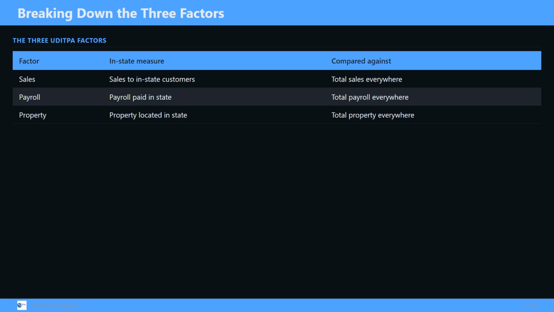Each of the three factors is built the same way: in-state activity divided by total activity everywhere. The sales factor compares sales to customers in the state against total sales everywhere. The payroll factor compares payroll paid in the state against total payroll everywhere. The property factor compares property located in the state against total property everywhere.